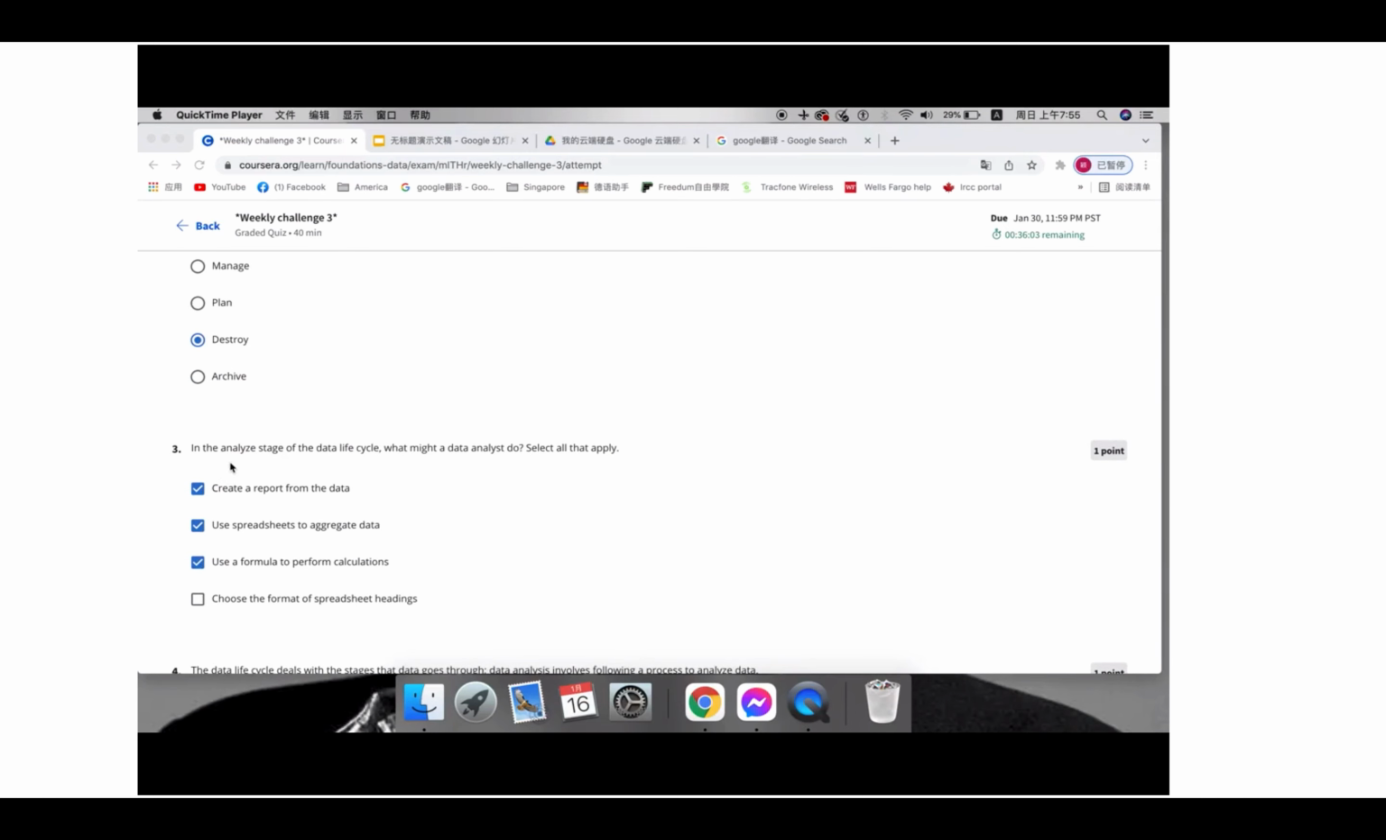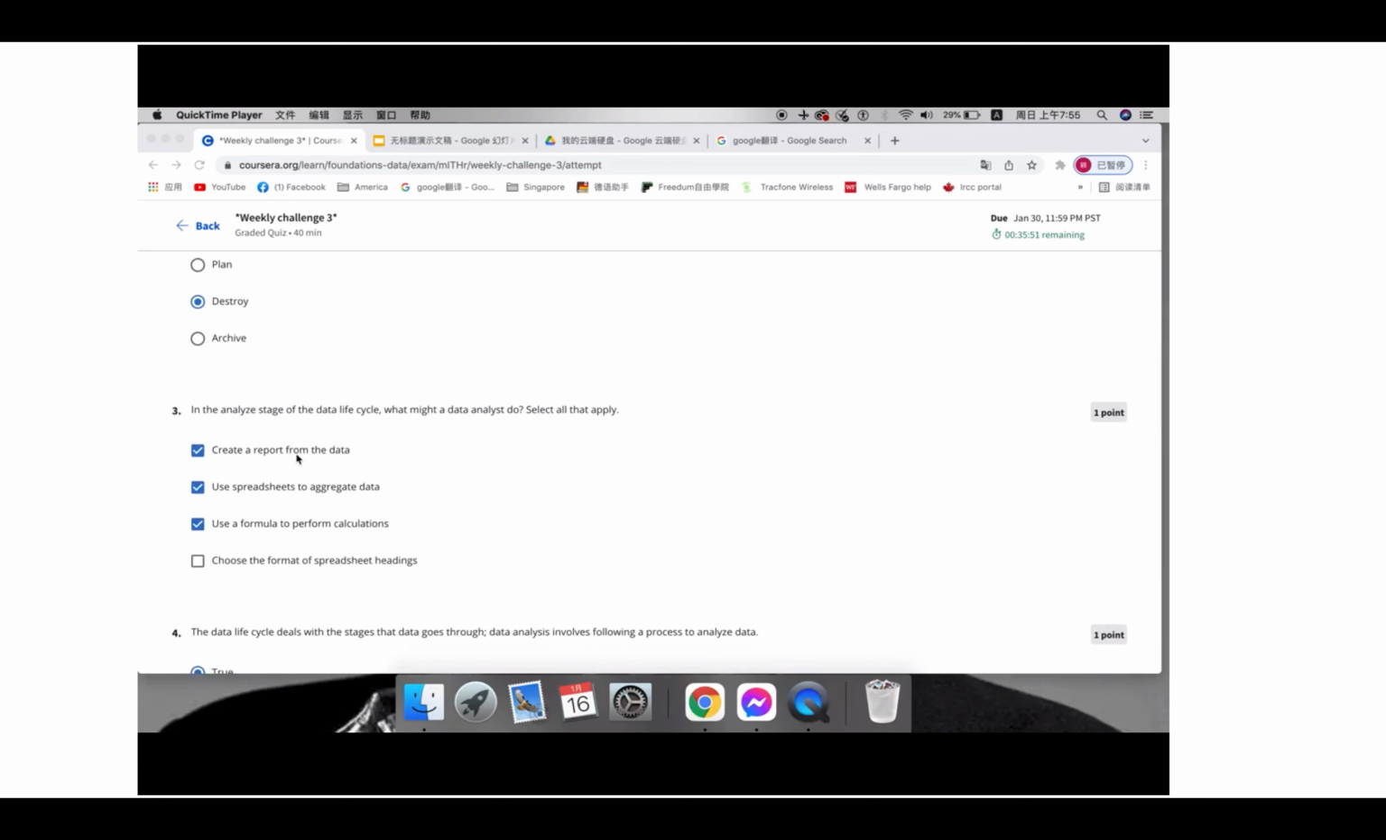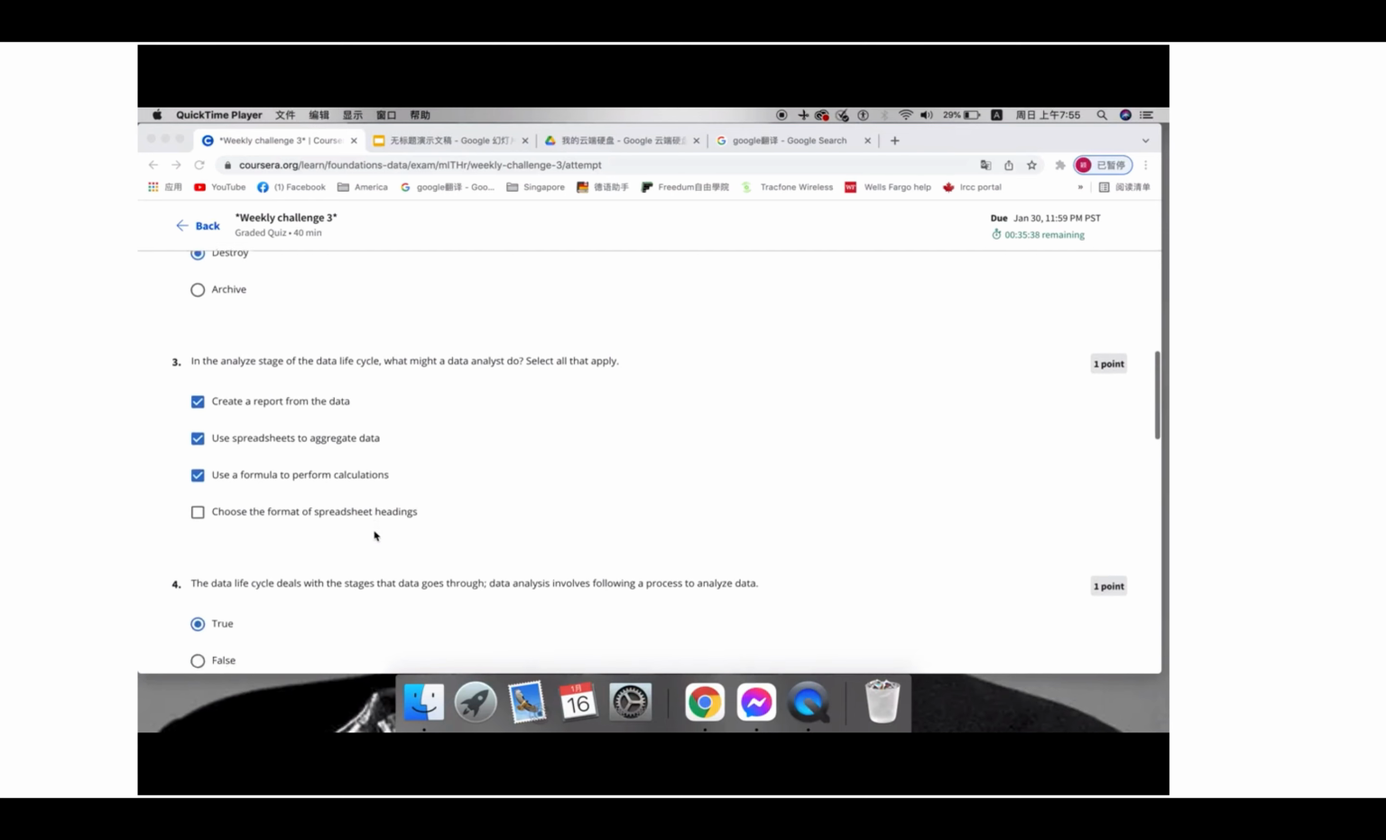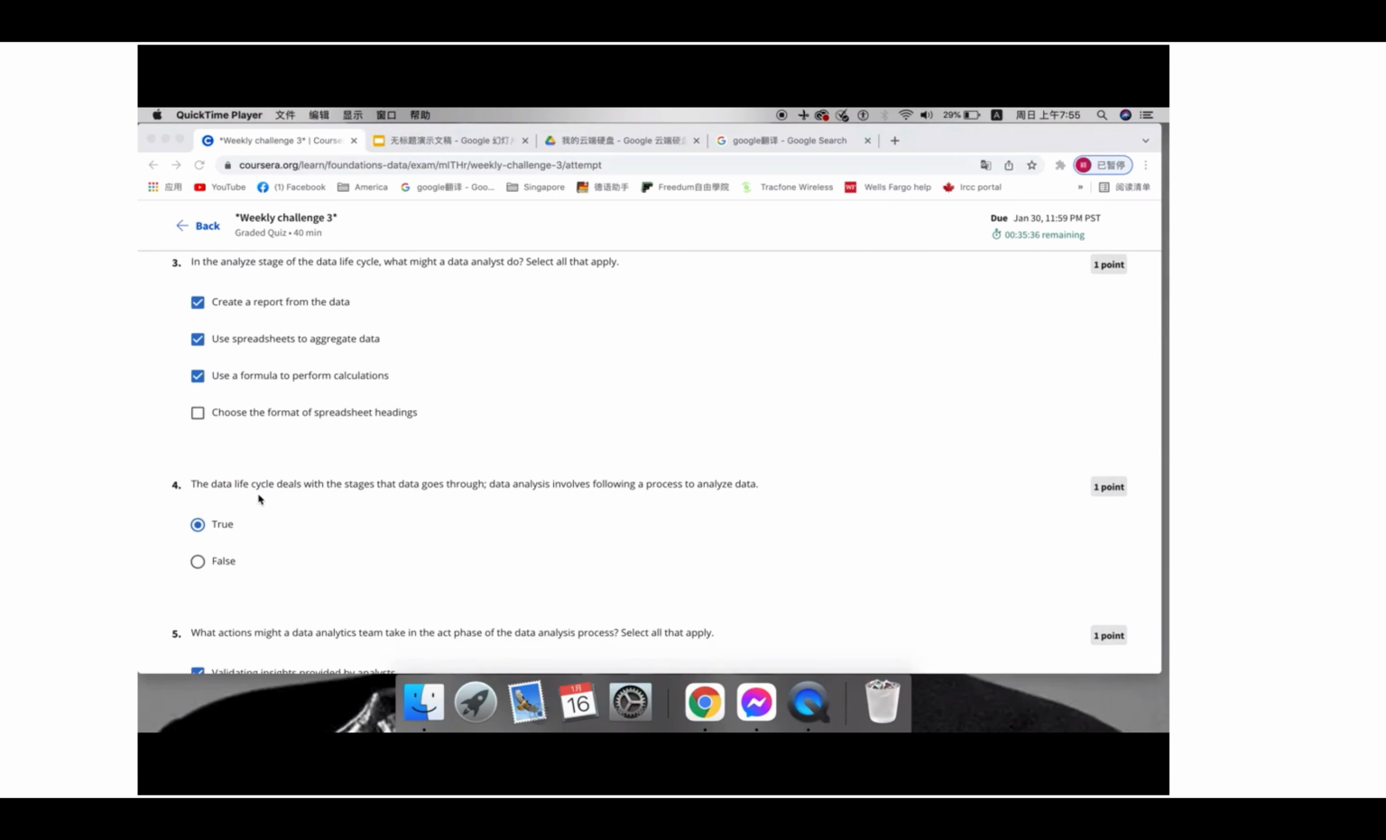Number 3, in the analyze stage of the data life cycle, what might a data analyst do? Select all that apply. Analyze stage. Well, I choose create a report from data. I'm not sure about this. And use spreadsheets to aggregate data and use a formula to perform calculations. Number 4, the data life cycle deals with the stages that data goes through. Data analysis involves following a process to analyze data.